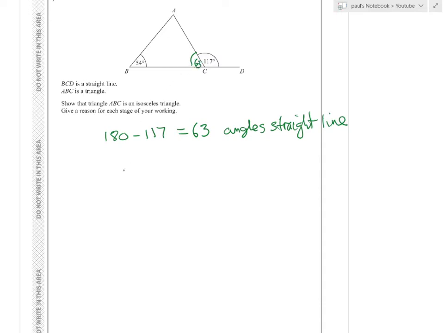Now this one here will be 180, because all angles in a triangle add up to 180, take away 54, take away 63. So that's either going to be 63 or 54. So let's see what that is. So 180, take away 54, take away 63 is equal to 63. So this is angles in a triangle equal 180. So that's 63 there. So that's 63 and that's 63. Therefore that is isosceles.